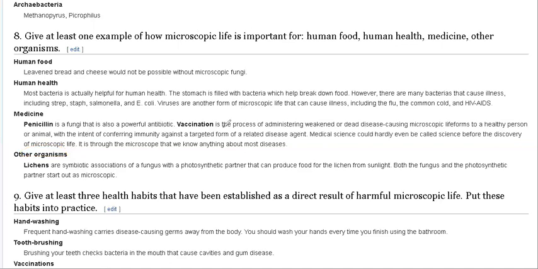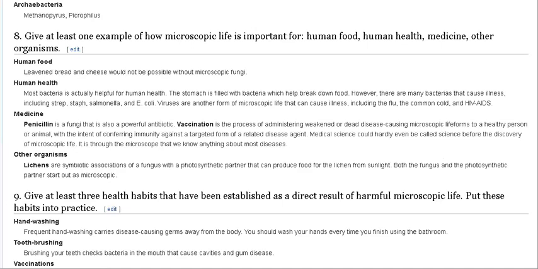There's vaccination, the process of administering weakened or dead disease causing microscopic life forms into a healthy person or animal with the intent of conferring immunity against a targeted form of a regulated disease agent. So basically, they put a little bit of the disease in you, so your body knows how to fight it. Your immune system creates the cells and knows how to fight it. So that if you actually get the disease or go to an area with the disease, you can better fight it off.